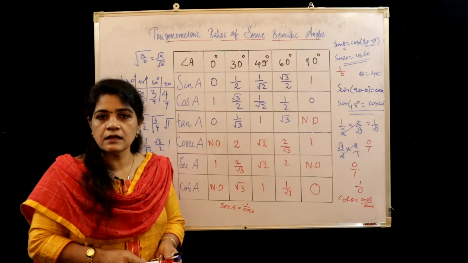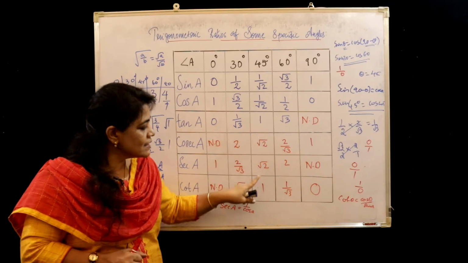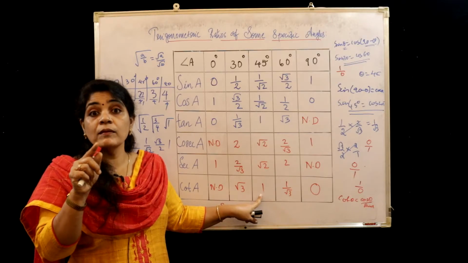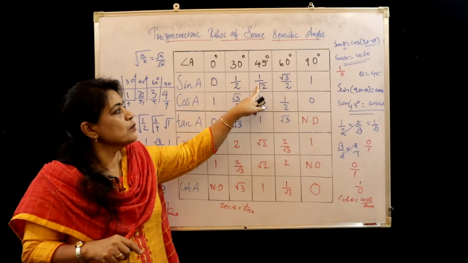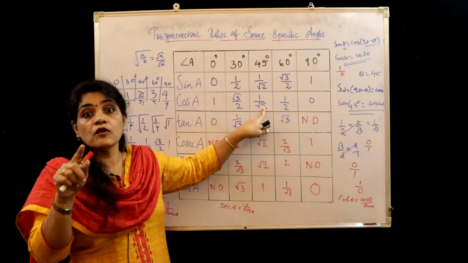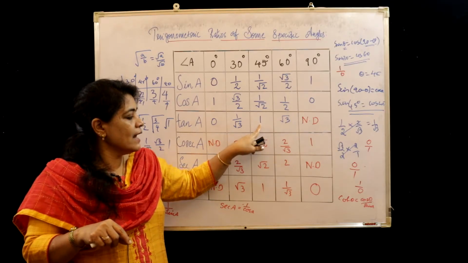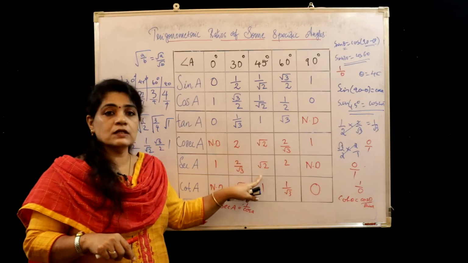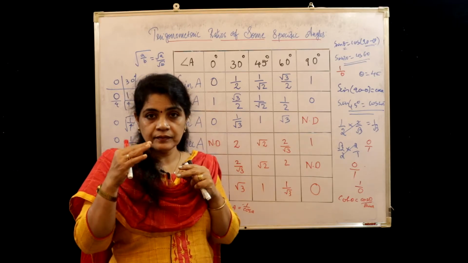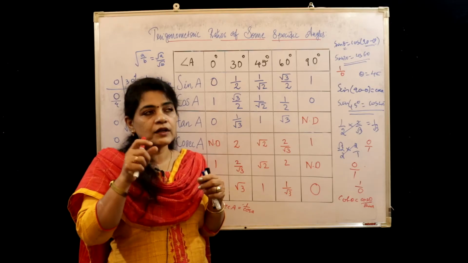Hope this idea is clear, children. See here one more thing, tan 45 is 1, and you can see that cot 45 is also 1, because 45 is the angle complementary to itself. You can see that 1 by root 2, 1 by root 2, because sin theta equal to cos of 90 minus theta, they are complementary to each other. Here tan and cot, sec and cosec, cos and sin are connected in the complementary relation.